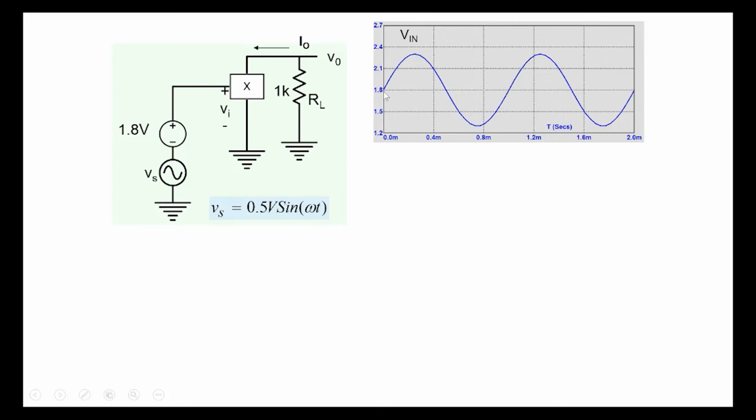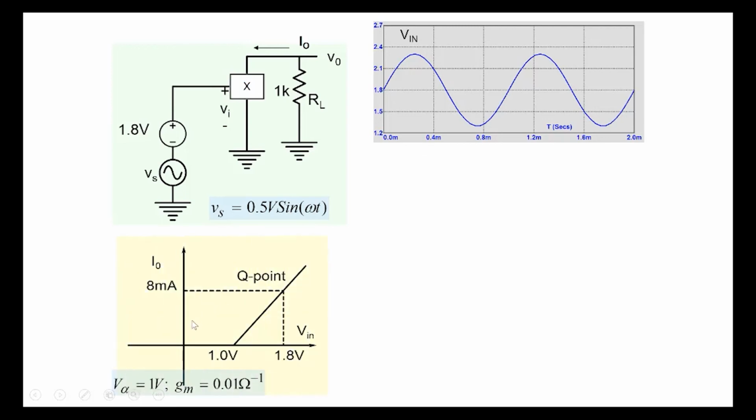Okay, so with 1.8, maximum 1.8 plus 0.5, so you'll go to 2.3 here, and minimum 1.8 minus 0.5, so you'll go to 1.3 here. And 1.3 is clear of the threshold point of 1 volt. So we are fine here. So that's the input. Even when we apply the signal, we don't go into this particular dead zone region here.